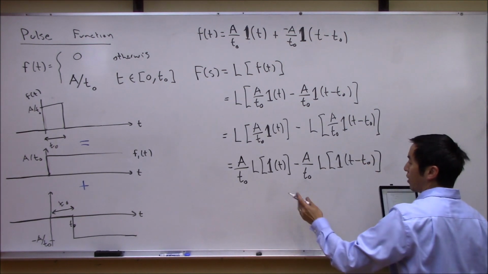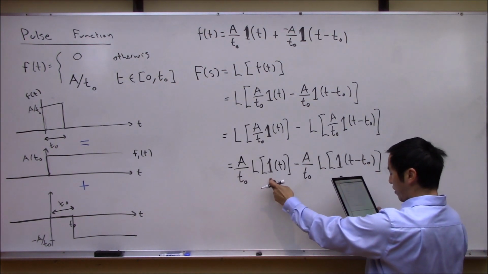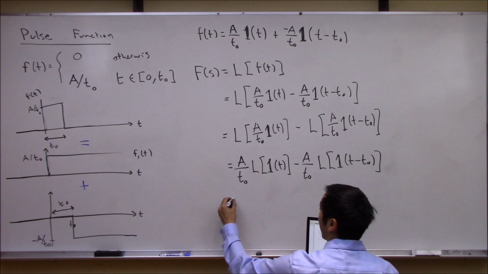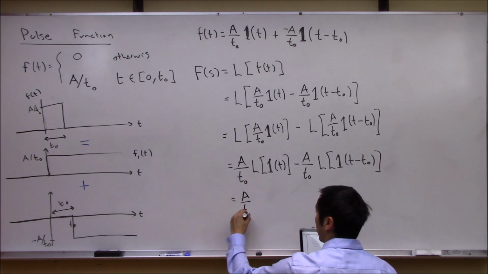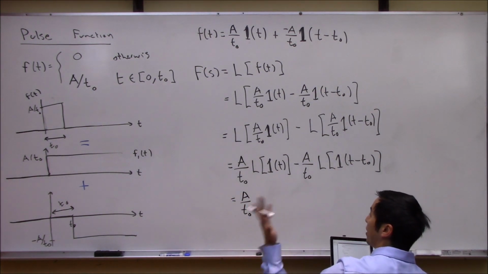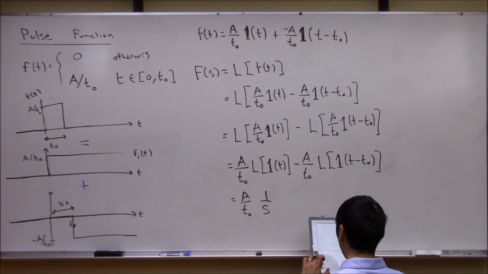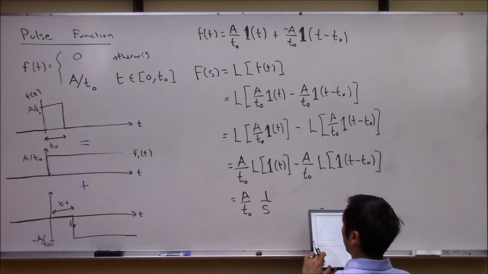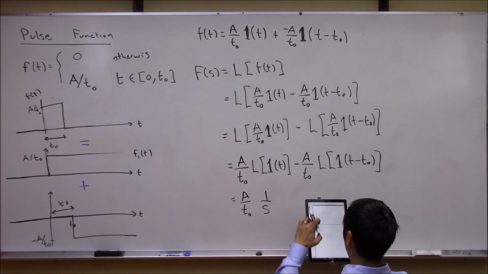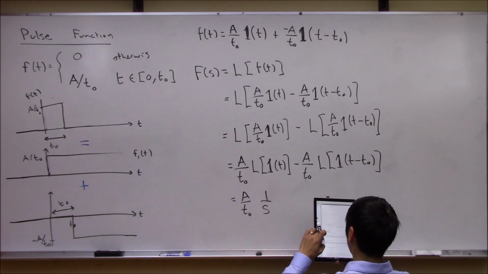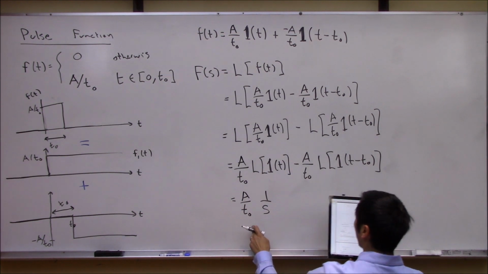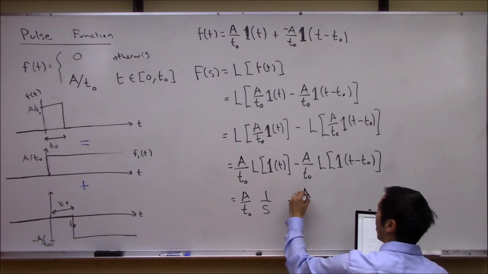So okay, this is easy. We already did a unit step, right? We know that now, I got a over t naught. So the Laplace transform of a unit step, we did that earlier. This is just going to be 1 over s, right? Wait, did I? Yeah, I just want to double check, make sure I didn't mess it up. Yep, okay. Minus a over t naught.